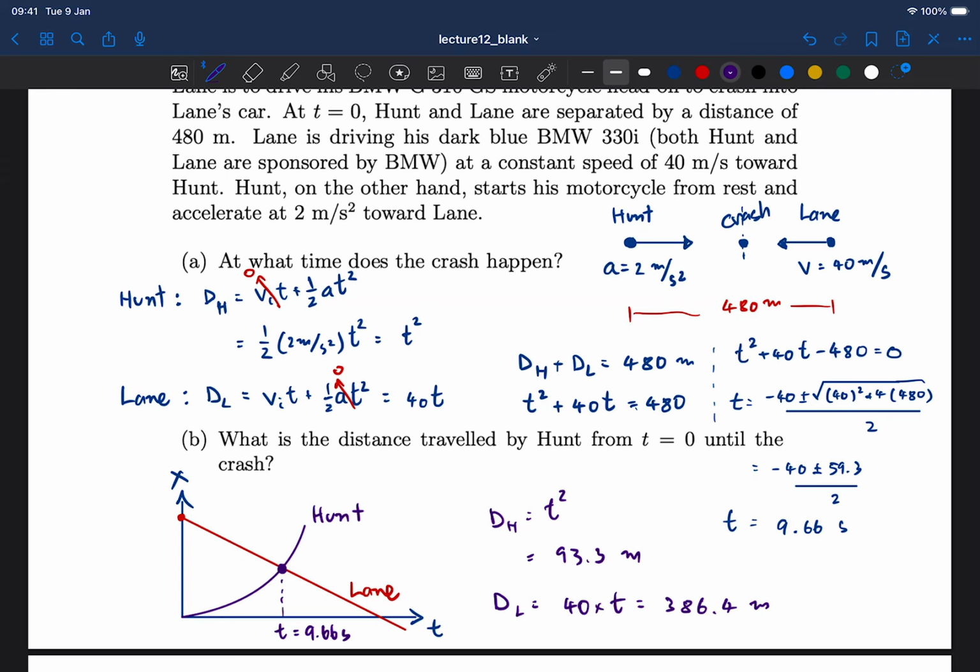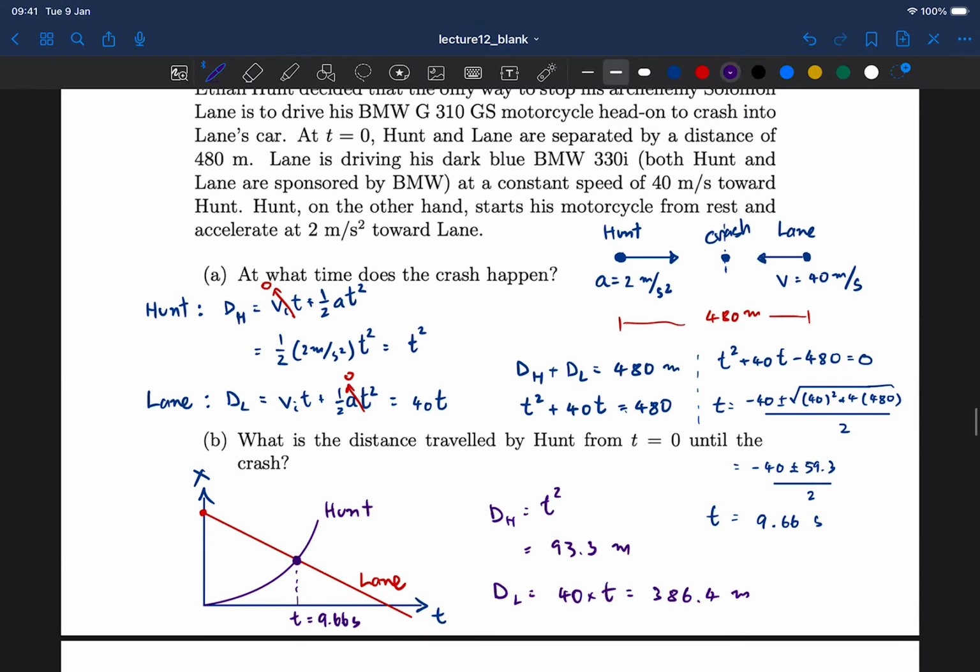Okay. So there are many things that you can ask for this, like how fast are they going when they crash? And surely they don't have to be at the same speed, okay?